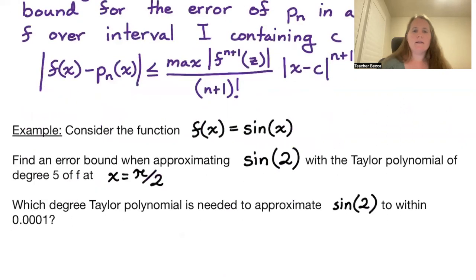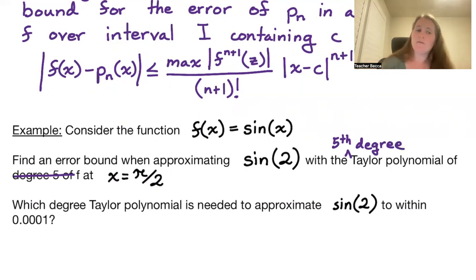So let's go ahead and consider the function f of x equals sine of x. Our job is to find an error bound when approximating sine of 2 with the Taylor polynomial of degree 5 of f at x equals pi over 2. So I'm going to change this to with the 5th degree Taylor polynomial of f at x equals pi over 2, so that it's not quite so awkwardly stated.